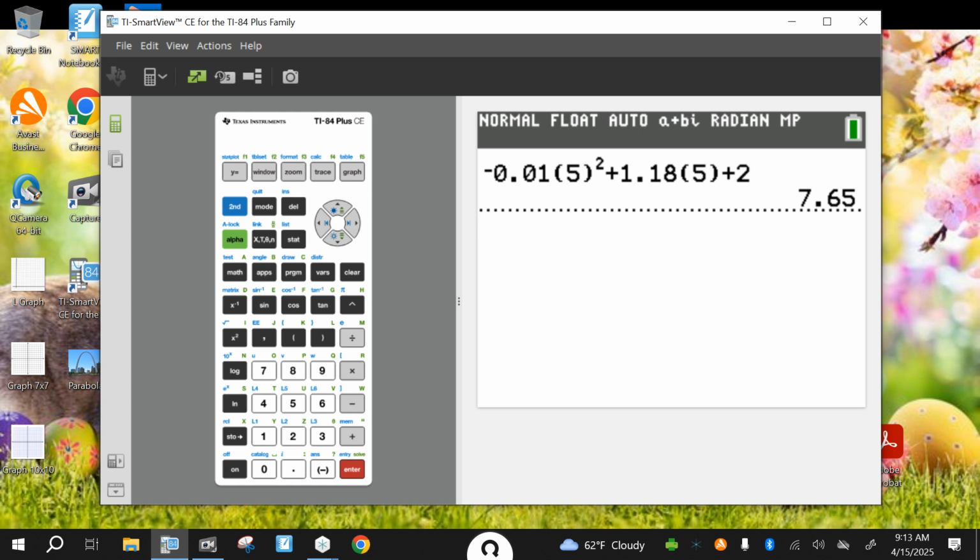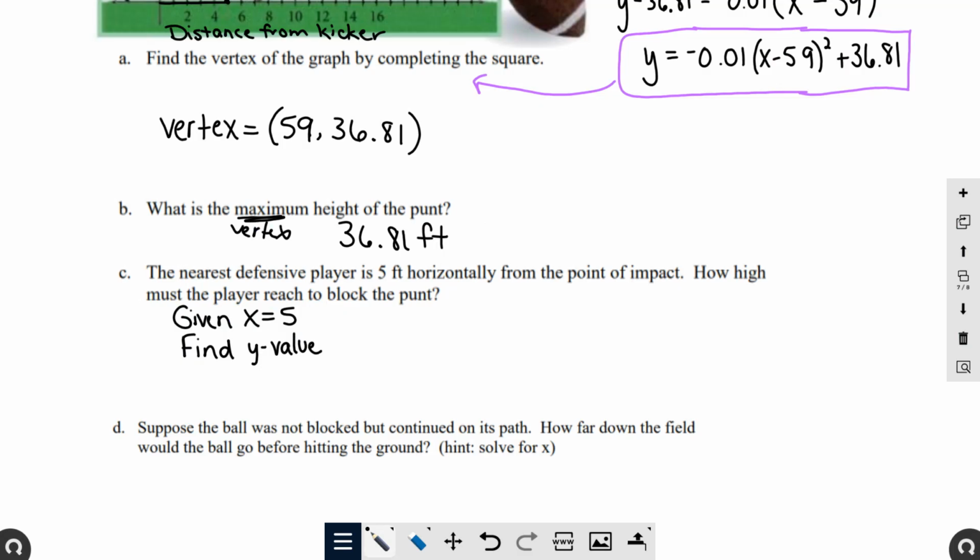Now, again, if you wanted to plug it into the vertex form, you could use that as well. So it would be x minus 59 squared plus 36.81. And notice you get the exact same answer. So you must have done the problem correctly. So the answer here would be 7.65 what? Feet. So if he can reach up a little over 7.5 feet, he can block that punt.